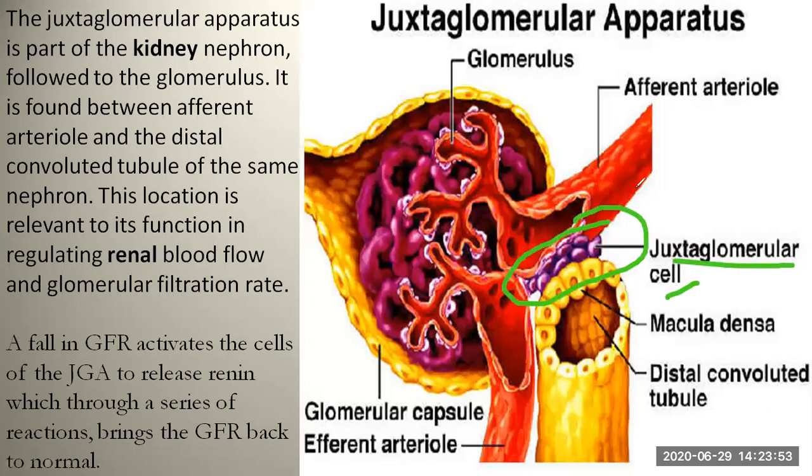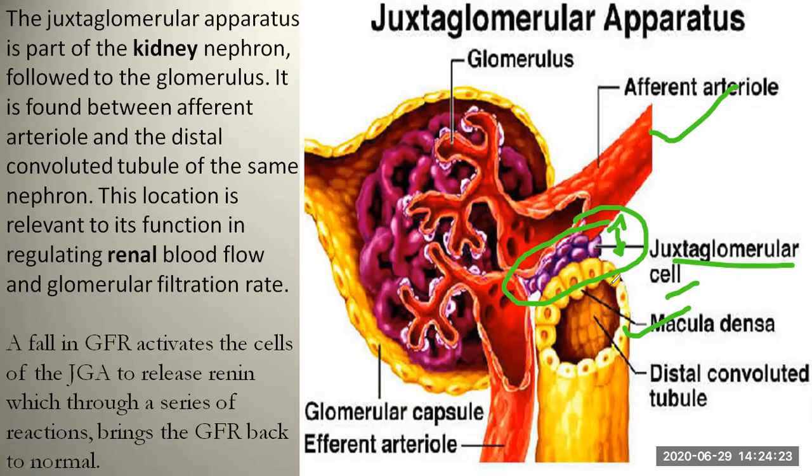If you see the position of the juxtaglomerular apparatus, this is the afferent arteriole and this is the DCT, the distal convoluted tubule. In between them it is present. This may be asked in your exam: where is the juxtaglomerular apparatus located? It is located in between the DCT as well as the afferent arteriole. This is the actual location.